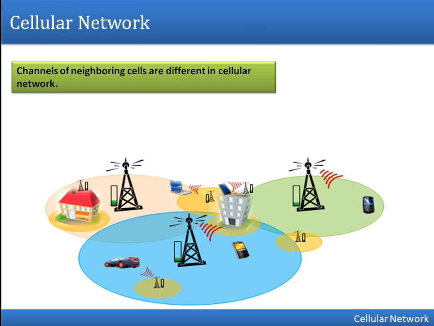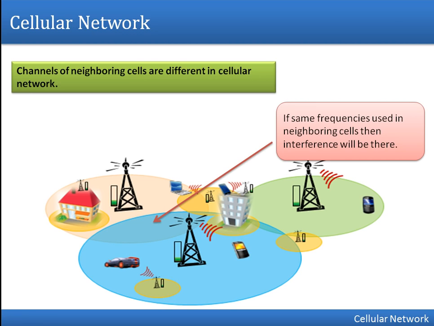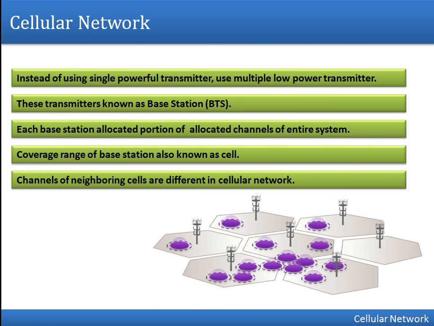And another thing: when we have multiple base stations, at their boundary their frequencies actually interfere. There will be some interference. So in order to remove this interference, the frequency in an adjacent cell has to be different. If they use the same frequency in an adjacent cell, there will be interference. So the same frequency should not be used in an adjacent cell. So these are the points which we have discussed so far.